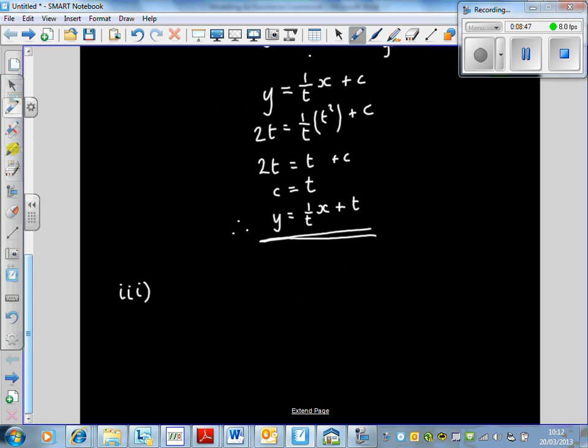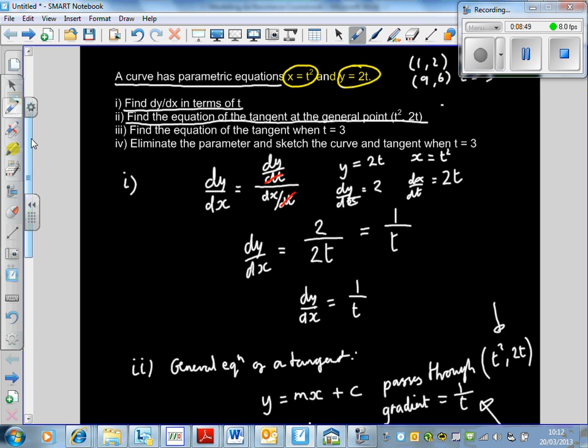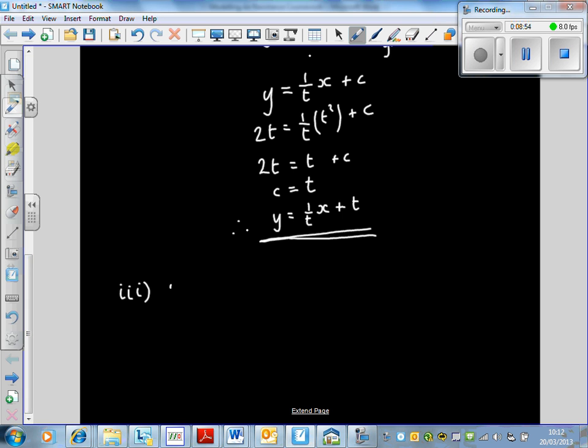So, part 3. Find the equation of the tangent when t is 3. Right, well, this is a piece of cake now, because when t is equal to 3, if we sub into the equation from part 2, we get y is equal to 1 over 3 x plus 3. That's it. Okay, so this is actually quite a powerful tool.